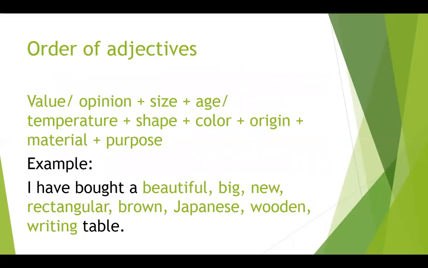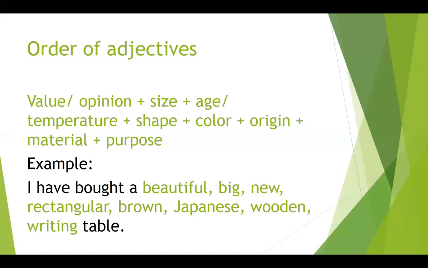Now here, we must know that it isn't the case that we only use one adjective for one noun or one pronoun. No. We can use more than one adjective for a single noun. But how? It has a specific order. Value, opinion. What does it mean? It means that your own point of view. For example, if there is a table and I say, it's a beautiful table.